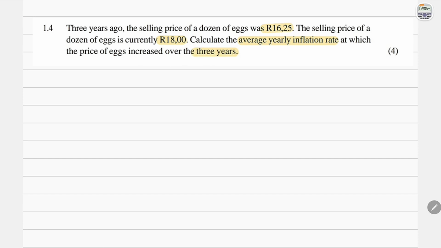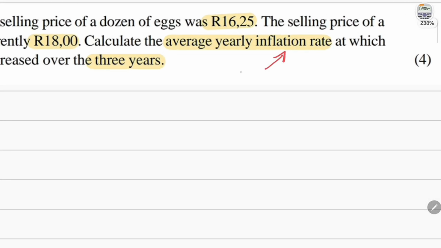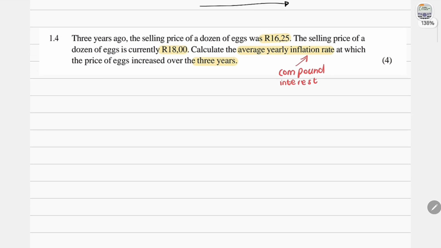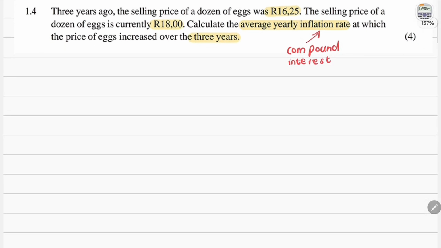Okay, so whenever you hear inflation, just remember that you are actually working with growth, because inflation makes prices go up, and it's specifically compound interest growth. Okay, so remember, inflation makes prices go up. But the thing about it is, it doesn't increase steadily. It doesn't just increase as in, we're just going to add 2 Rand to the price of eggs every year. That's not how it works, okay? It increases by a rate.